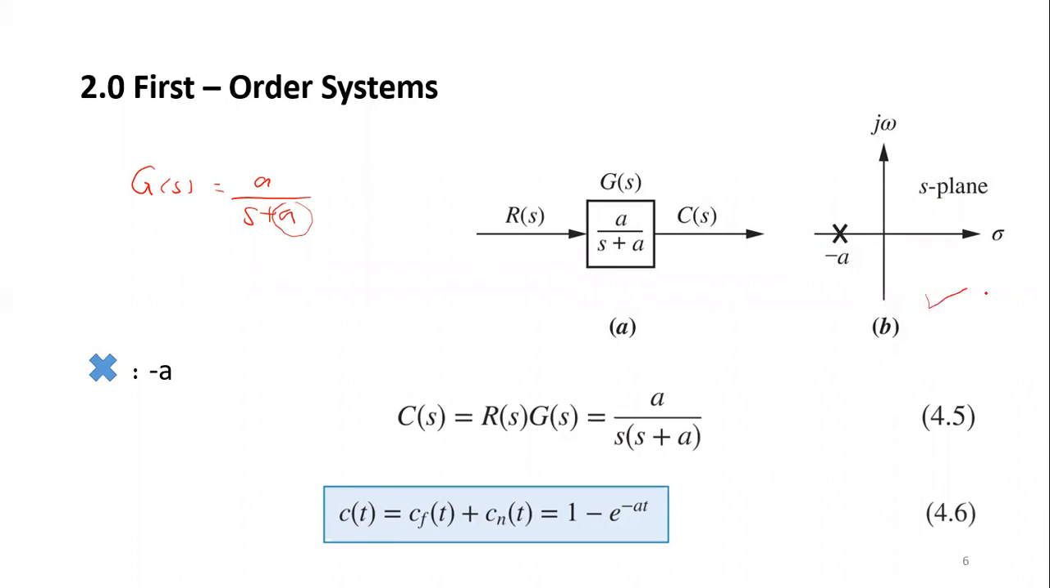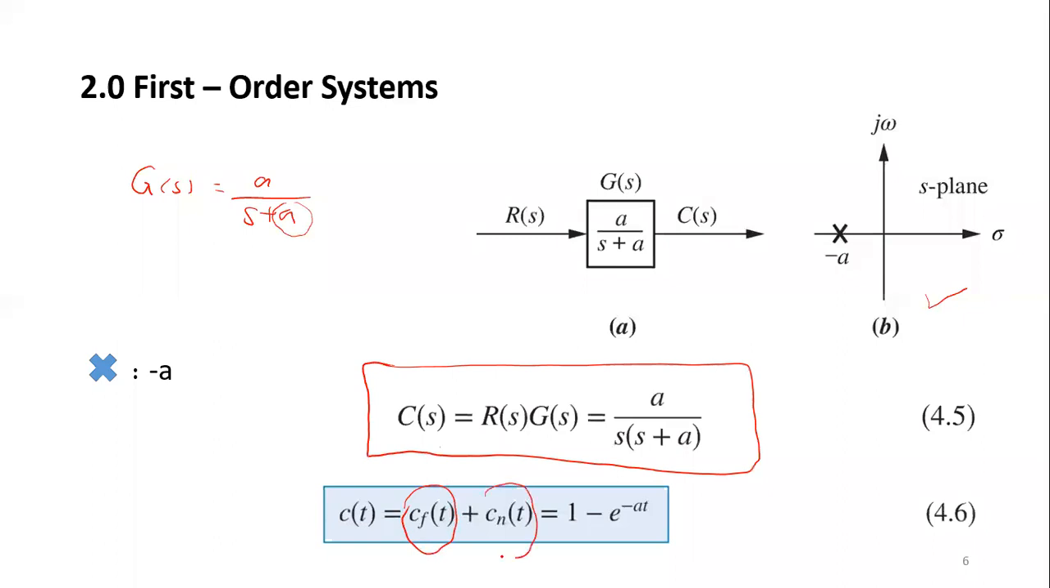Mathematically, this is how we get the output response transfer function. When you transform it into the time domain, it will consist of the forced response and the natural response, so it will be 1 minus e to the power of minus a t.